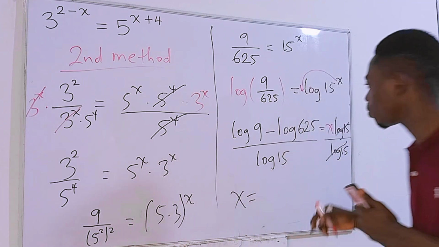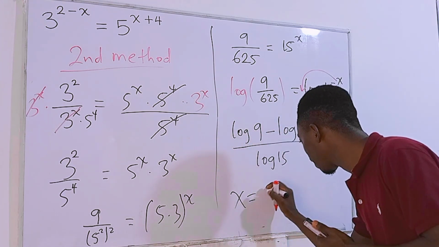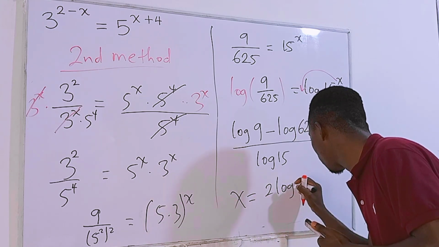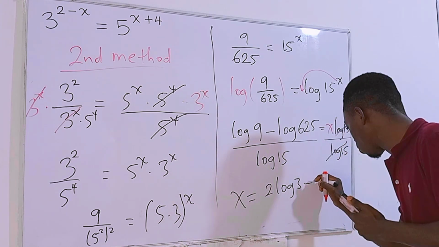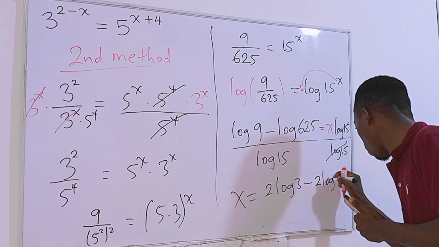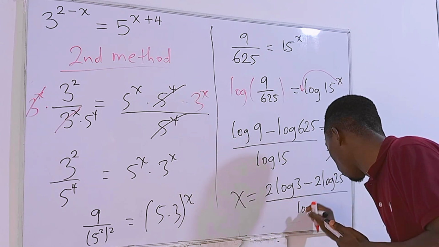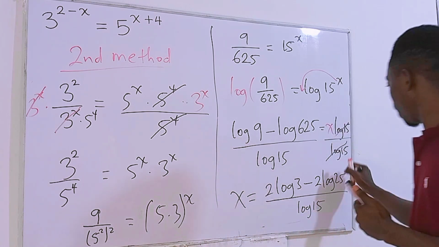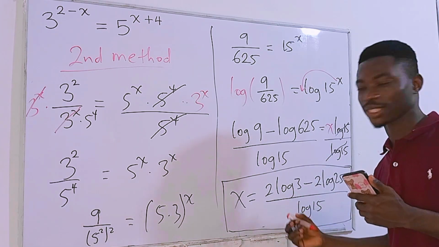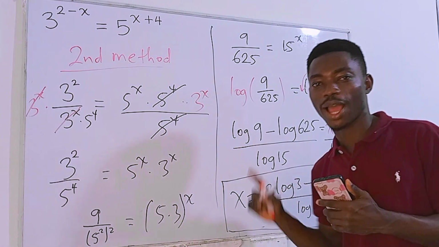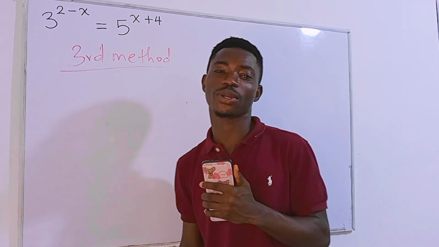Log 15, so that this and that will go, and finally we are going to have x equal to, for those of you who like to play around with this one, this is the same as 3 squared where the 2 will come to the front and we will have 2 log 3, then minus this is also 25 squared, so the 2 also comes to the front and we are going to have 2 log 25, then all divided by log 15, and that is going to be the value of x. If you use a calculator for this, you'll be getting what we had previously, so you can verify that.